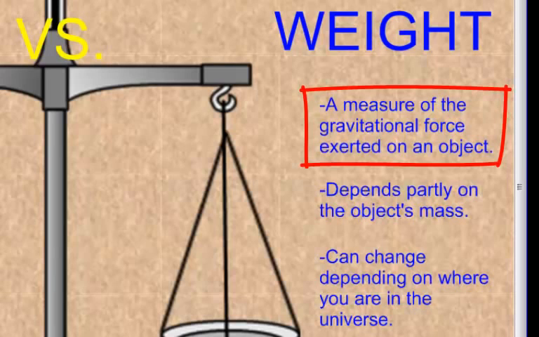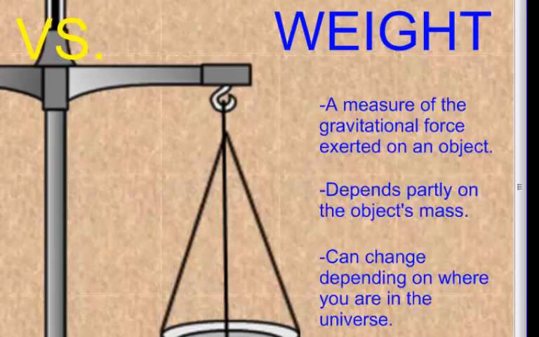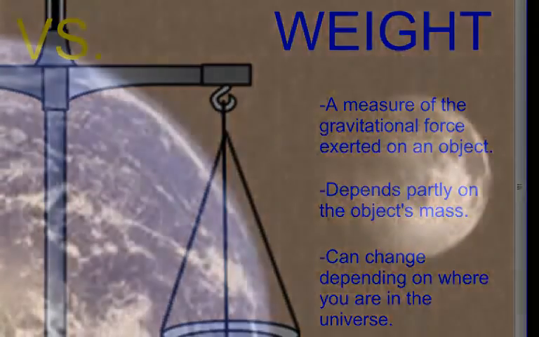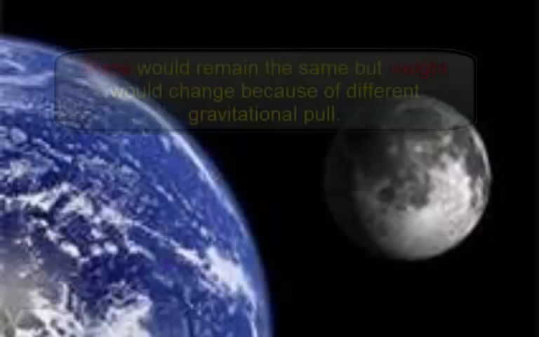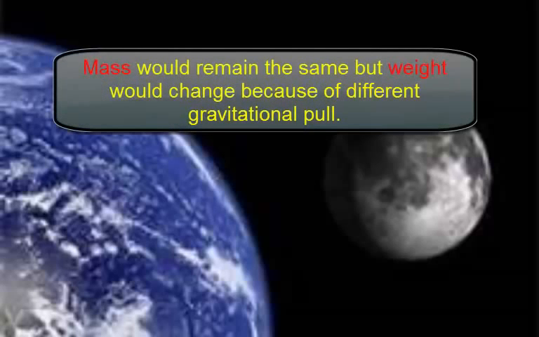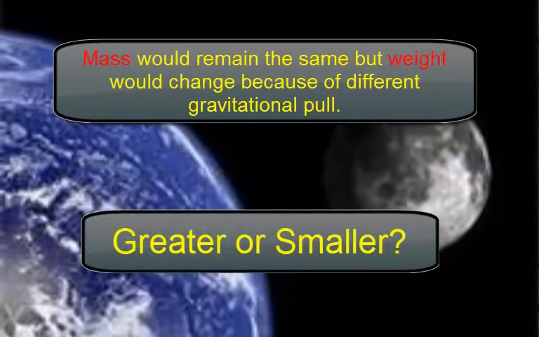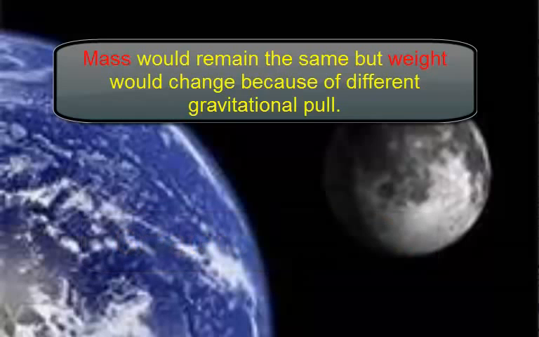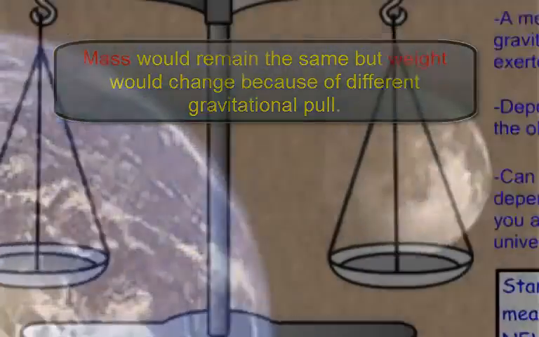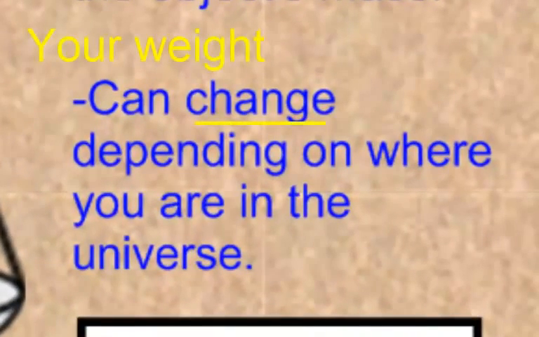If I took you, you have mass, and if I measured your weight right now, you have weight on Earth. But if I took you to the moon, what would happen? What would happen to your mass? Your mass would stay the same, because that's the matter in your body, but your weight would be different. Would it be greater or smaller? It would actually be smaller, because the moon is a smaller object and has less gravitational pull. So you're going to weigh less on the moon than you would on Earth.